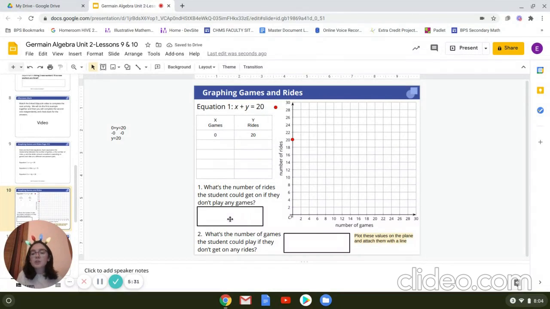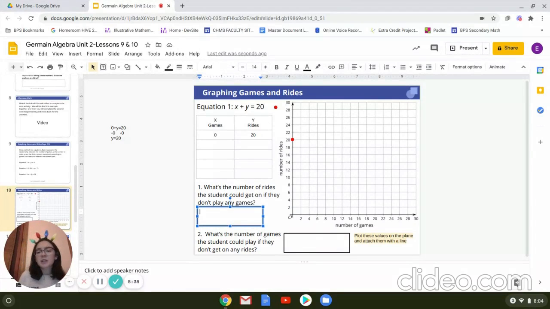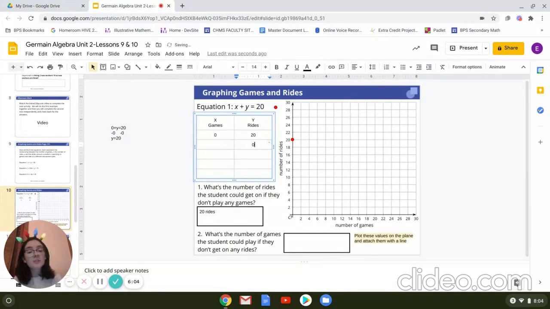So the answer to this question is how many games or how many rides can he go on if he plays no games? In this scenario at this amusement park, he can go on 20 rides. Okay? So then the second question asks us, what's the number of games the student can play if they don't get any rides? So now we're saying the rides is going to be equal to, they're not going on any, so it's going to be equal to 0.